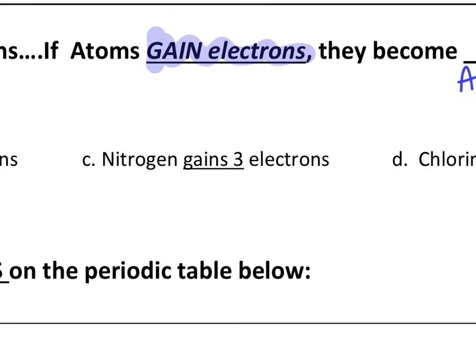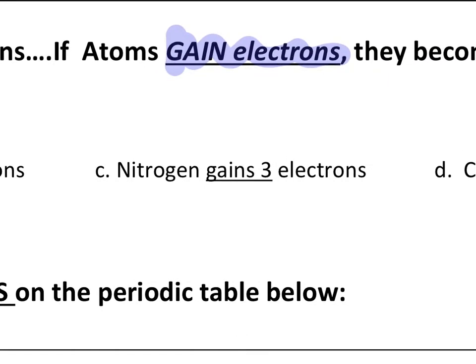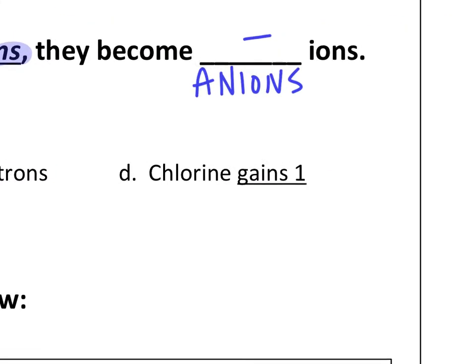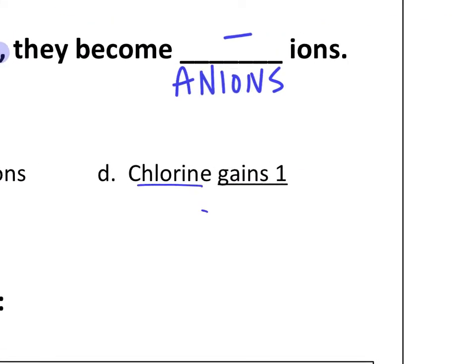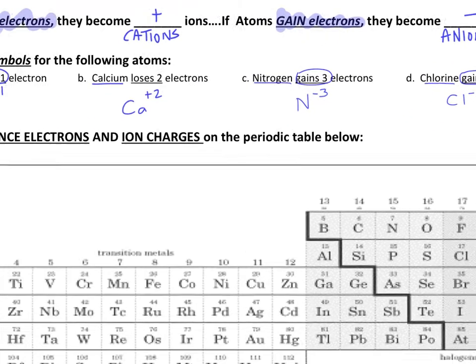Okay, looking at nitrogen. The symbol for nitrogen is N, and it says it's gaining 3 electrons. So now it's going to have 3 more electrons than it does protons, and that'll give it a -3 charge. And chlorine, the symbol Cl, is going to gain 1 electron, so it's going to have 1 more electron than proton, and that'll give it a -1 charge.